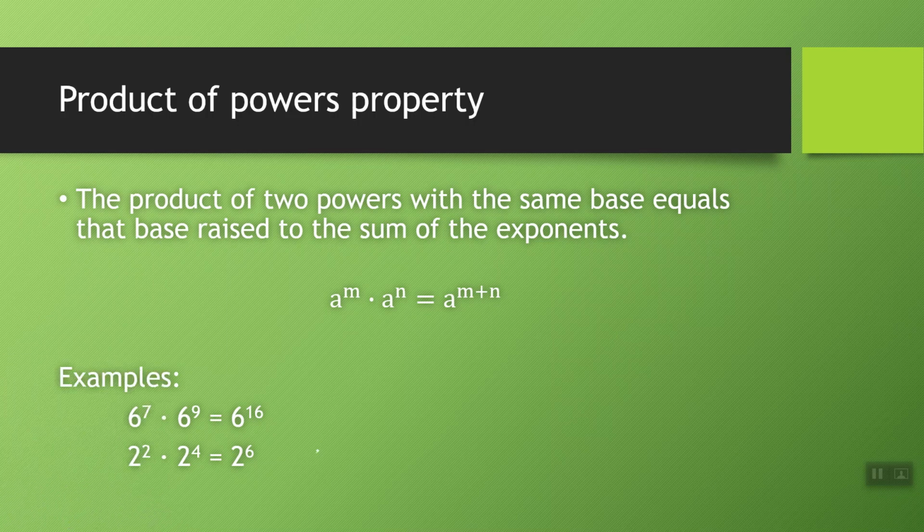So 2 squared is 2 times 2. And you are multiplying that times 2 to the 4th, which is 2 times 2 times 2 times 2. So we look at how many 2's we're multiplying together. You can see there are 6 of them, and that's how we get 2 to the 6th.